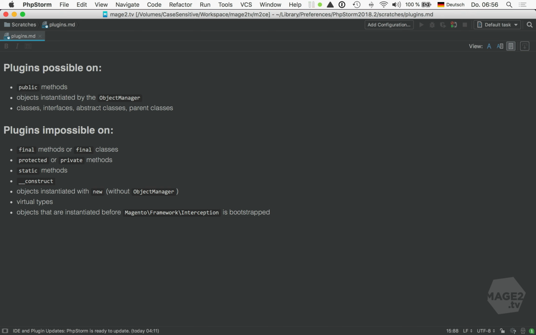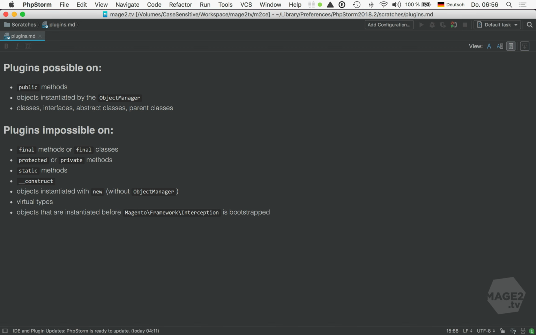We can declare plugins not only for concrete classes, but also for interfaces and for abstract classes. For such abstractions, our plugins will be called for any concrete class that implements the interface or that extends the target class.